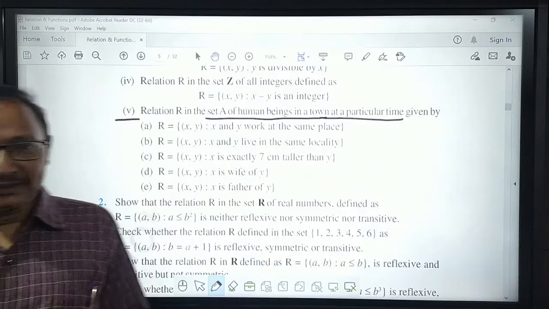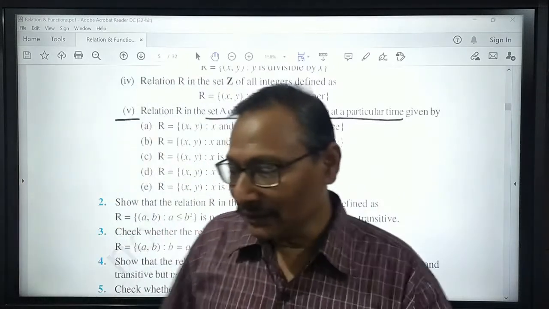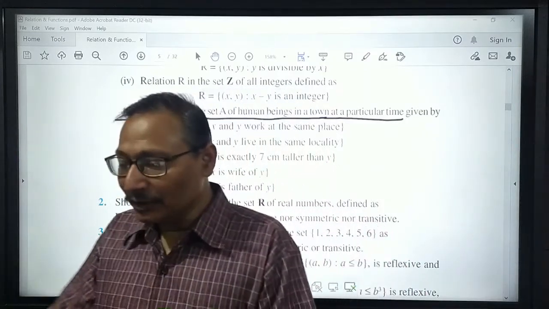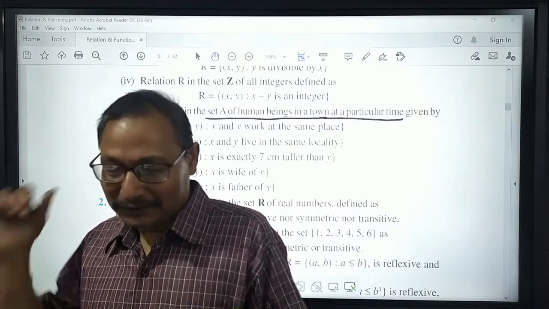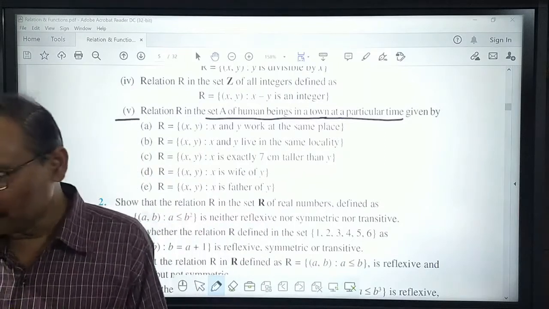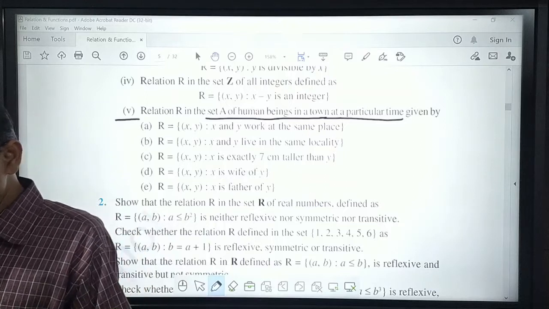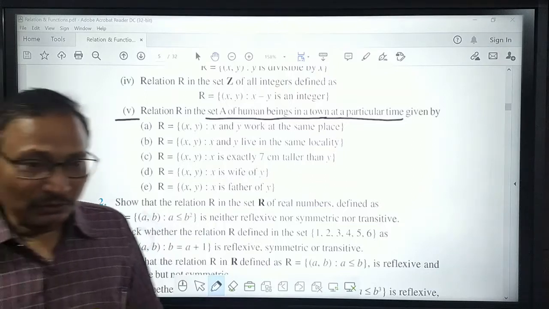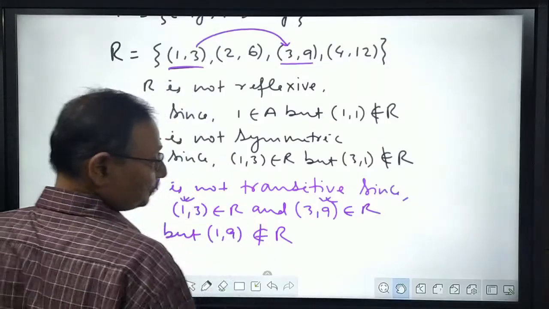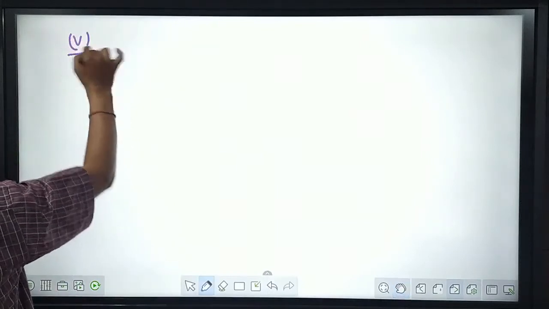Suppose that the town is Patna, and in Patna, if at a certain moment of time people are there, then the collection of those people is supposed as the given set. So set A is a set of those human beings which are present at a place at a particular time. So this is a collection I'm writing here. This is the fifth part of the first question.